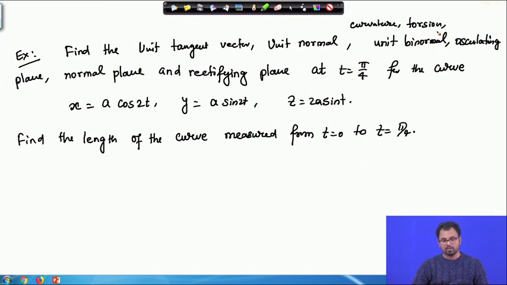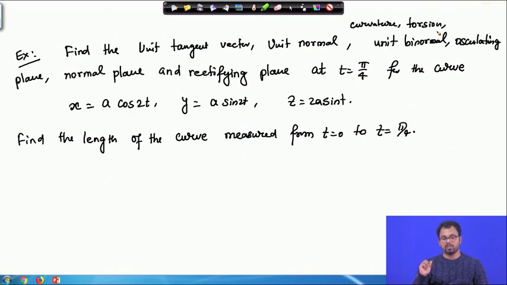And then from dr/dt, we can calculate our unit tangent vector by dividing it by its magnitude, r dot. From there, we can calculate the binormal and the normal, using n equals b cross t or whatever it is. And from there, we will be able to calculate our osculating plane, rectifying plane, and normal plane, the way I showed you in the previous class.